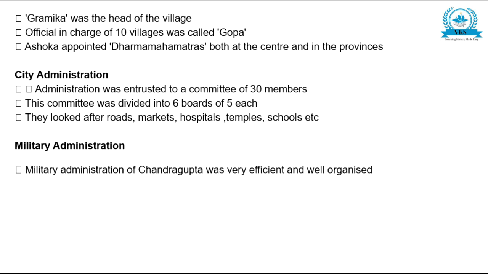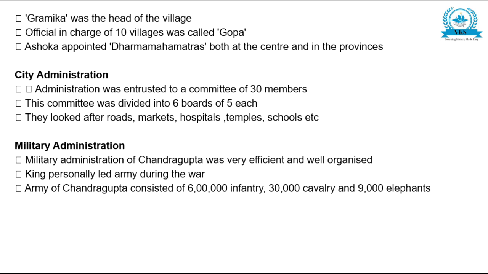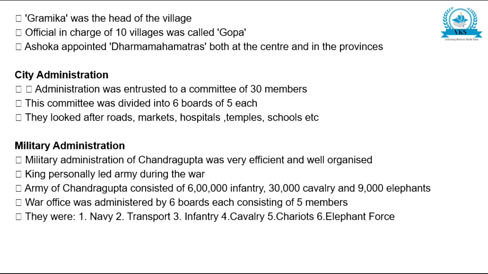Military administration. Military administration of Chandragupta was very efficient and well organized. The king personally led the army during the war. The army of Chandragupta consisted of 6 lakh infantry, 30,000 cavalry and 9,000 elephants. The War Office was administered by 6 boards, each consisting of 5 members. They were Navy, Transport, Infantry, Cavalry, Chariots and Elephant Force.